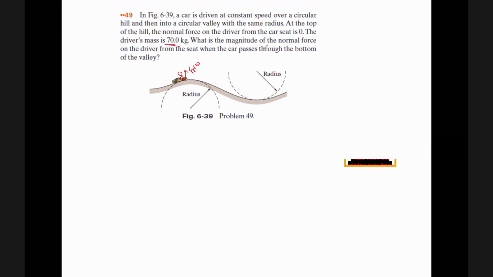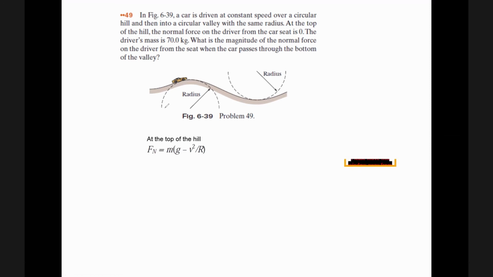What is the magnitude of the normal force on the driver from the seat at the bottom here? So here the man has arrived here. He said, if the normal force here at the top is zero, tell me what's the normal force here at the bottom. Okay, and I take the same approach I did for the Diavolo. What do I do? I will take the equation. What is the equation when he is at the top?